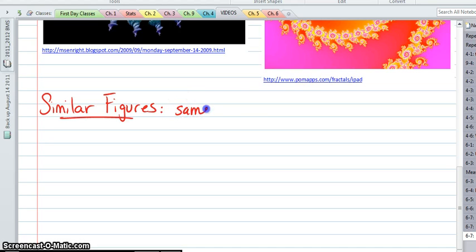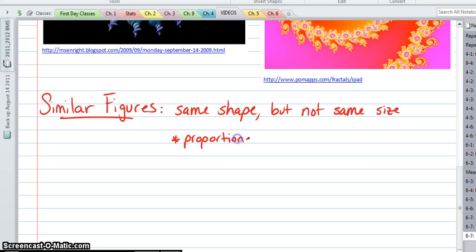So again, they have the same shape, but not necessarily the same size. And most importantly, they are proportional. Similar figures have what we call corresponding parts. This is best illustrated with an example.